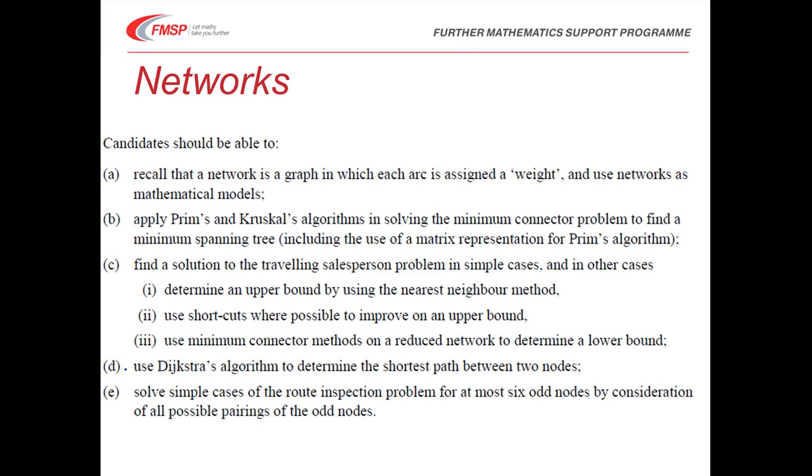And then in part D we've got to use Dijkstra's algorithm to determine the shortest path between two nodes, and then part E, solve simple cases of the route inspection problem for at most 6 nodes by consideration of all possible pairings. So like all questions in decision maths, it's really important that you show your working carefully. And part E, the route inspection problem, is one where this is particularly important because students often leave out the details that are needed to get all the marks.